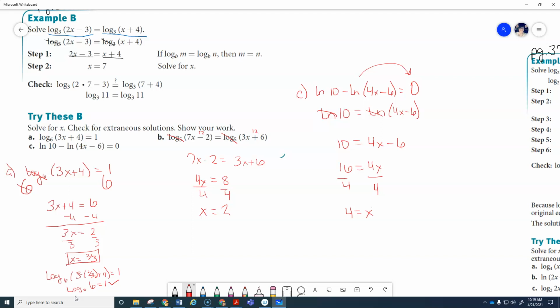You plug 4 in to the equation right here. 4 times 4 is 16. 16 minus 4 is 10. So it's not extraneous either.